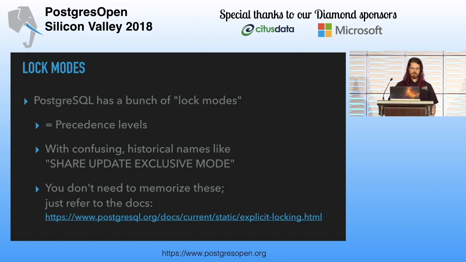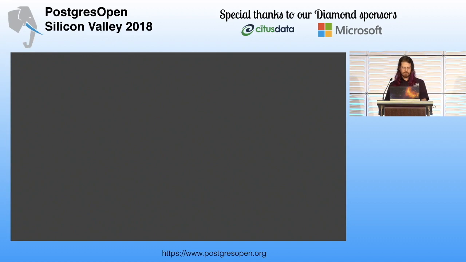So lock modes are a bit confusing. There are a bunch of them. They correspond to different precedence levels, so locks with a certain strength can lock out locks with a different strength, but not locks with a third strength. And they have confusing names that don't really mean much but are named for historical reasons. Frankly, I think it's not worth memorizing them, and it's best to just use the docs as reference. Let me pop out of Keynote for a minute and show you those.